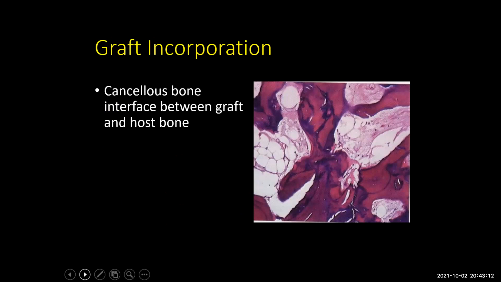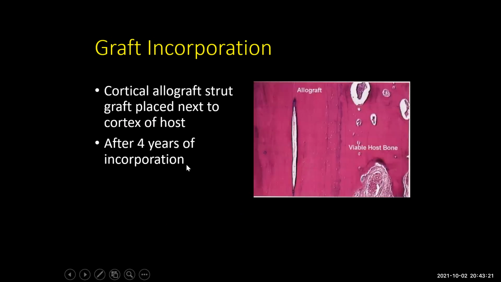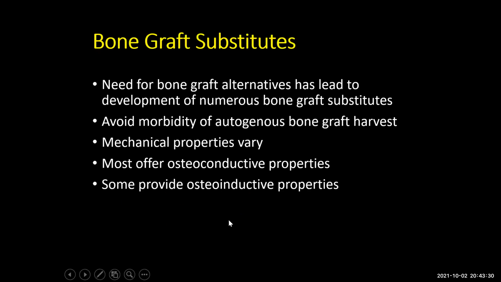These are a few pictures of how cancellous bone graft interfaces with host bone. And here this is the allograft next to the cortical host. This is the host bone, this is the allograft, and it remains so even after 4 years.